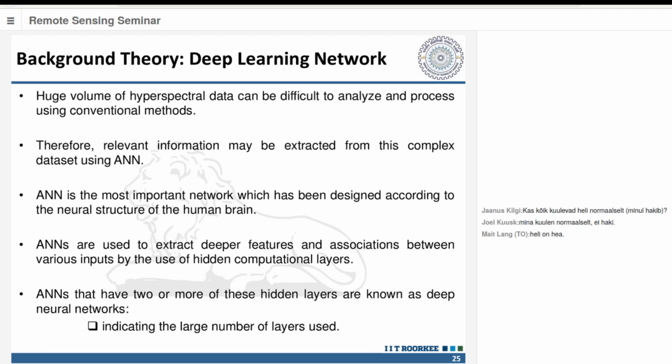Artificial neural networks are used to extract deeper features and associations between various inputs by the use of hidden computational layers. Those which have two or more hidden layers are known as deep neural networks, indicating the large number of layers used.